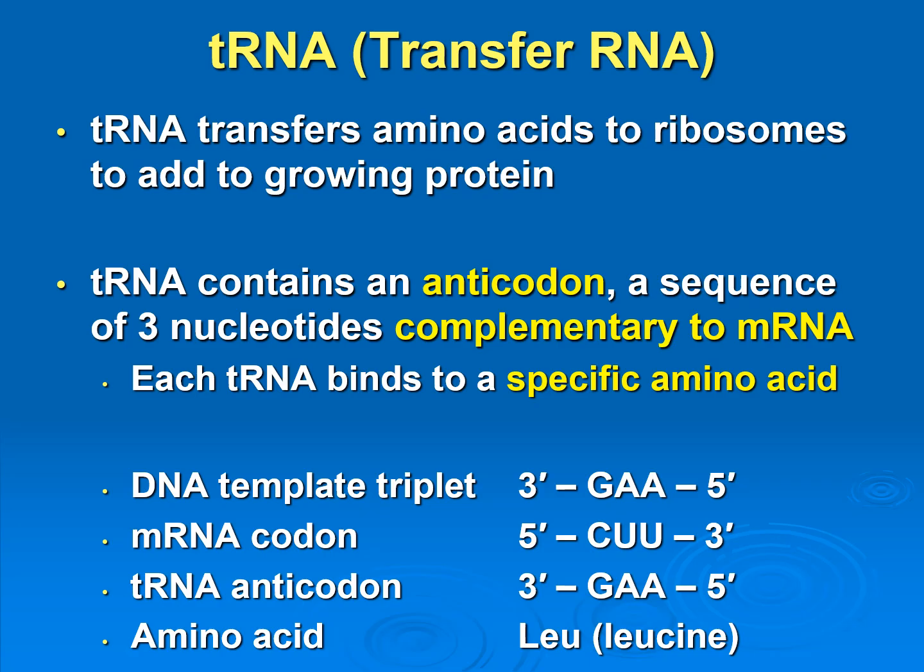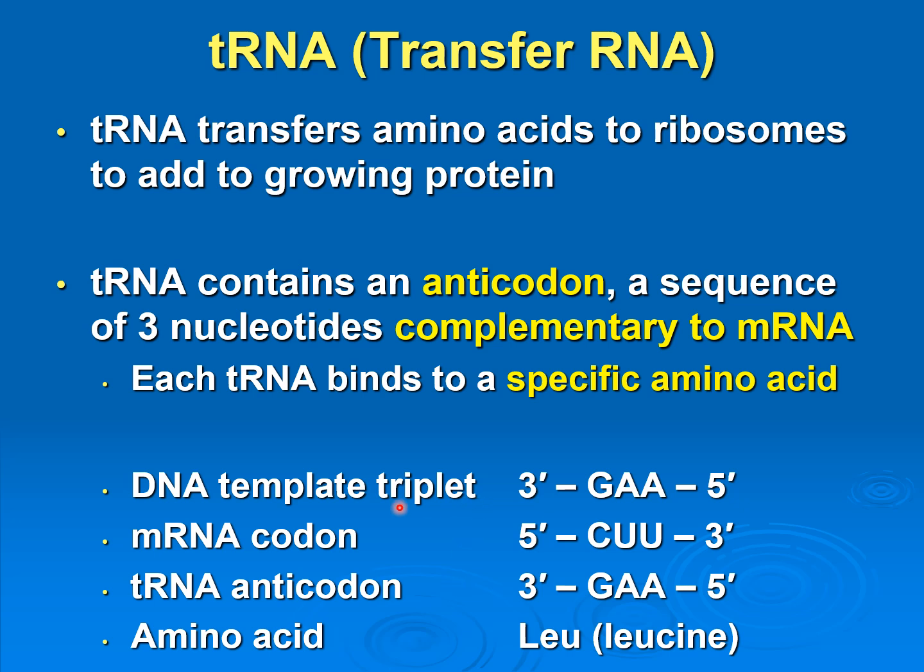The transfer RNA is called that because it's going to transfer the amino acids to the ribosomes to add to the growing protein. And the transfer RNA structure contains an anticodon, which is just a sequence of 3 nucleotides that are going to be complementary to the messenger RNA codon. And then each transfer RNA is going to be bound by a specific amino acid. So let's just show you how this works.